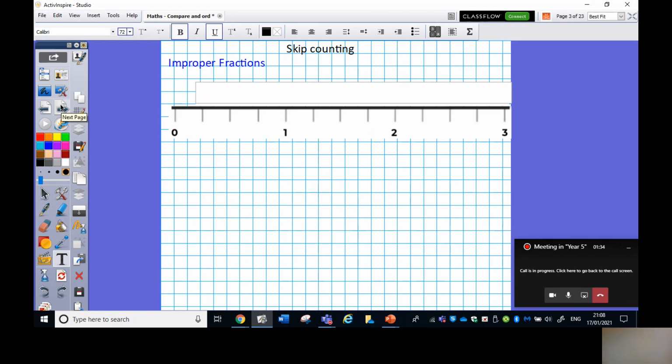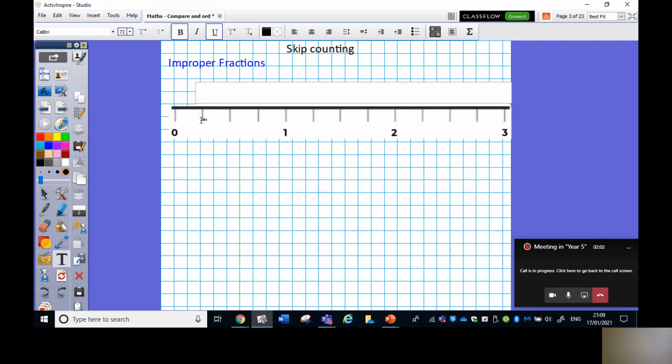So first of all, let's take a look at our number line, and we are going to skip count. So let's do this together. We have 0, 1, 2 and 3. Between 0 and 1, it has been divided into how many equal parts? 4. Great. So 1 part is equal to 1/4. Excellent. So let's say this together then. Are you ready? Let's go.